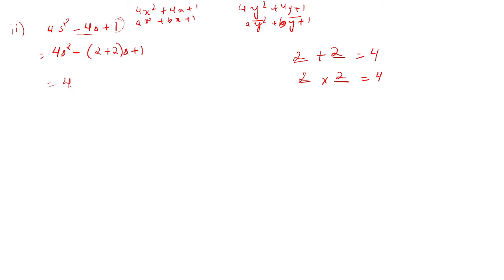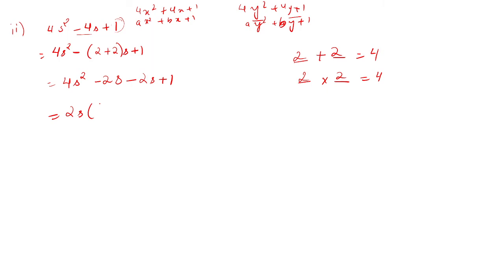We split them. Now you multiply minus 2 into 2, which is minus 2. Do not forget your s over here. Minus plus becomes minus, minus 2s plus 1. So now what is common between these two terms, 4s square and 2s?